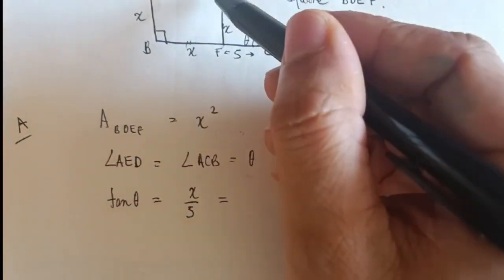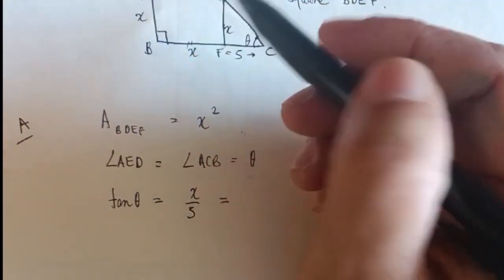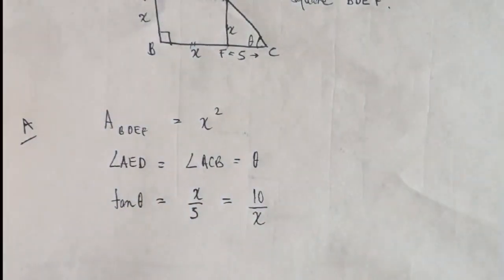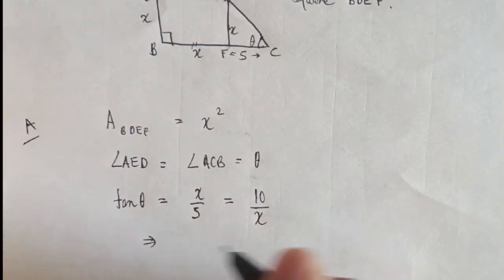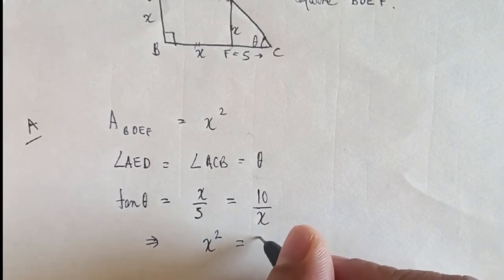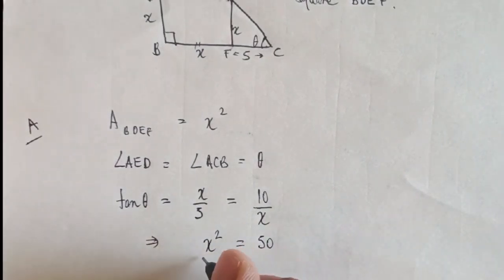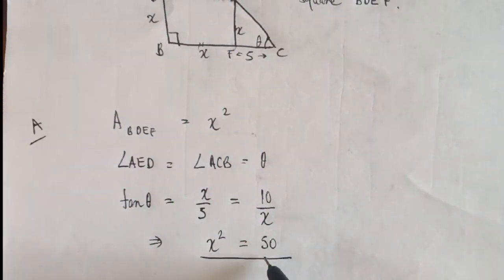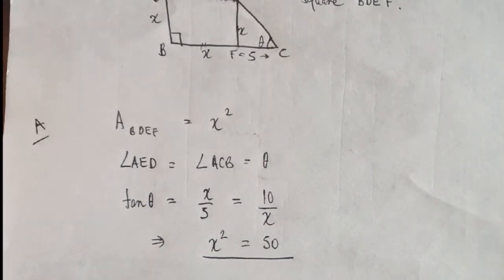But tan of theta here is equal to 10 by x, right? So this is equal to 10 by x. So if we just solve this, we get very simply x squared is equal to 50, right? So the area which is x squared is equal to 50. This is the simpler approach.